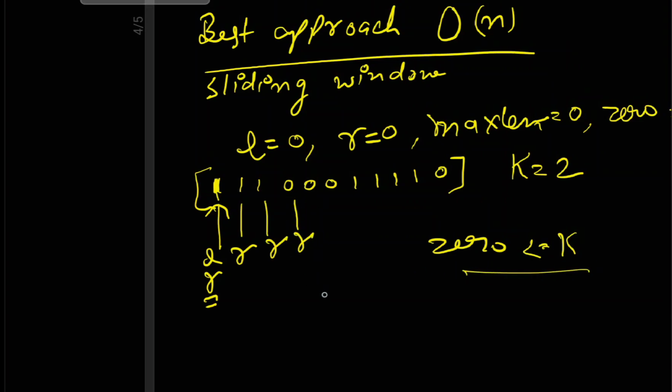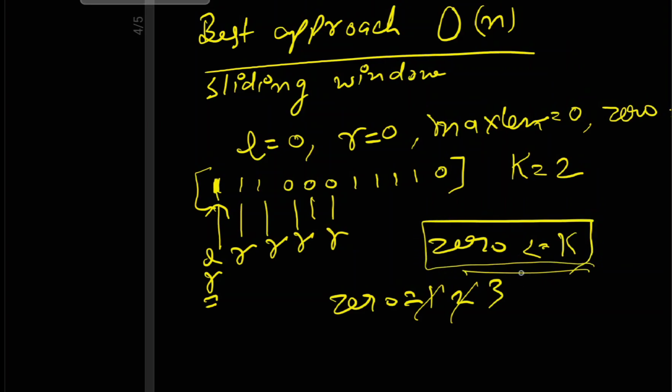Again I have this. At this point my zeros count is 1. At this point my zeros count will be 2. At this point my zeros count will be 3. I will not update, because I have the condition that until my zeros count is less than or equal to k, I will update.